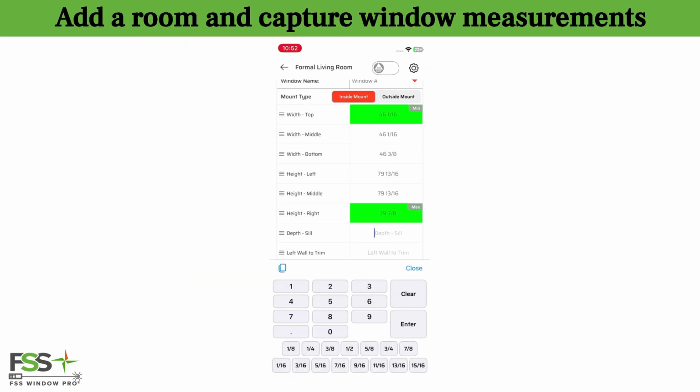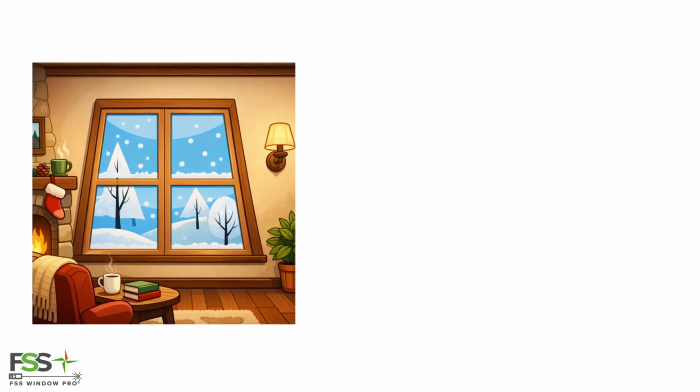Once we've captured our 3 widths and 3 heights, this is a good moment to talk about the highlighting feature. You'll see that the app automatically highlights the minimum width and the maximum height. This is extremely helpful when dealing with windows that aren't perfectly square, which in reality is most windows. Let's look at a couple quick examples.